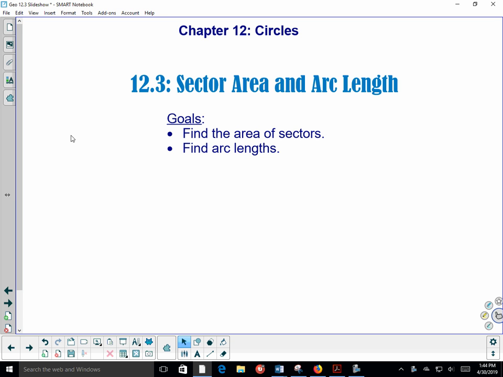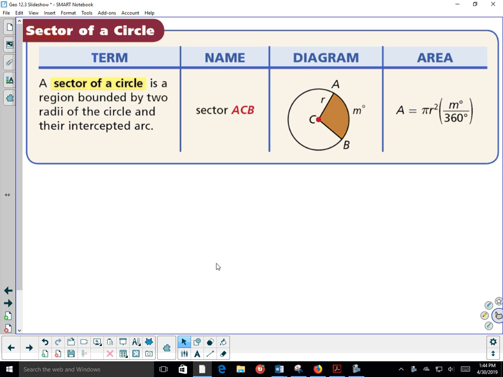All right. So our goals are to find the areas of sectors and to find arc lengths. Let's start with what is a sector. A sector of a circle is a region that is bounded by two radii of the circle and the intercepted arc formed by the two radii.